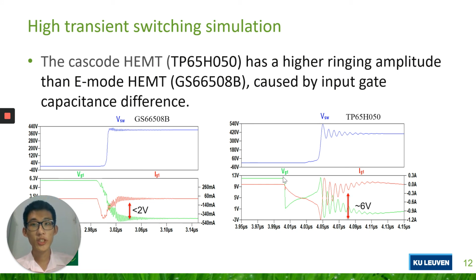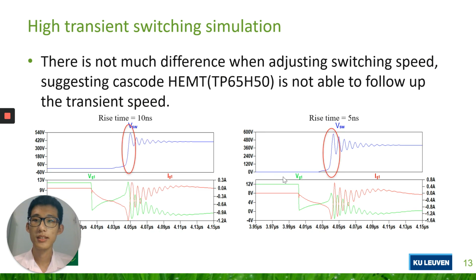So from the simulation results, we could first see the major difference in ringing amplitude. The cascode HEMT has a higher ringing amplitude than the enhancement mode HEMT. The results could be explained by the gate capacitance difference. The gate capacitance of the cascode HEMT is 2 times larger than that of the enhancement mode HEMT, but because the cascode HEMT has a higher threshold voltage, even though the ringing amplitude is large, it is not large enough to cause a spurious turn-on for the cascode HEMT.